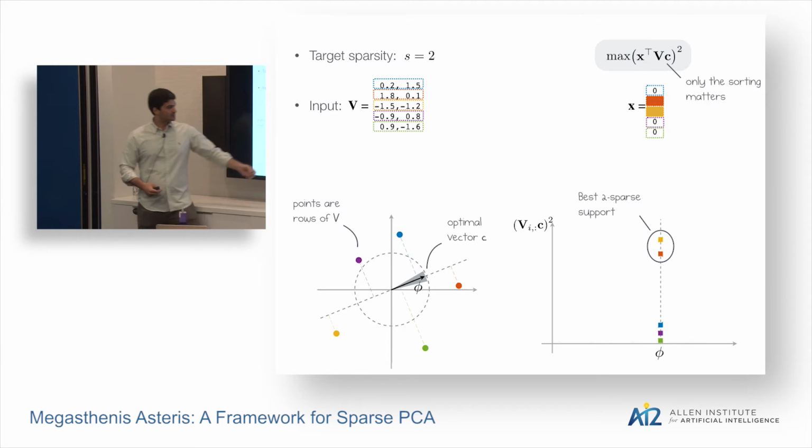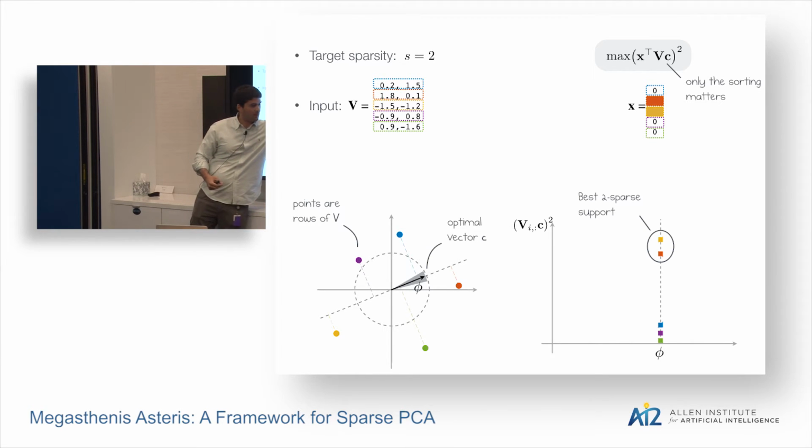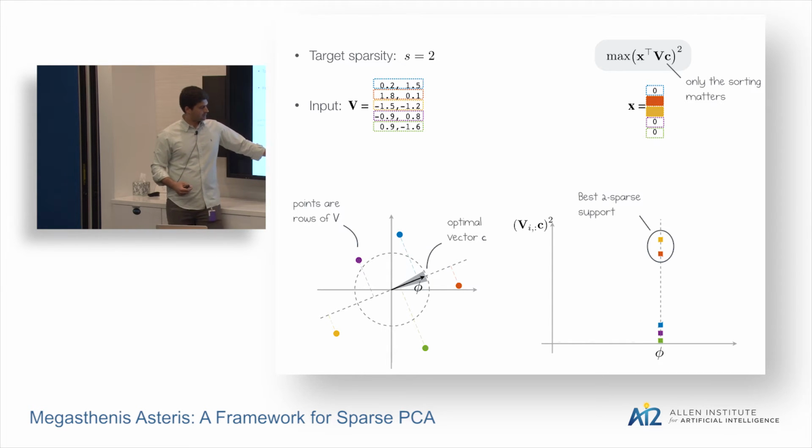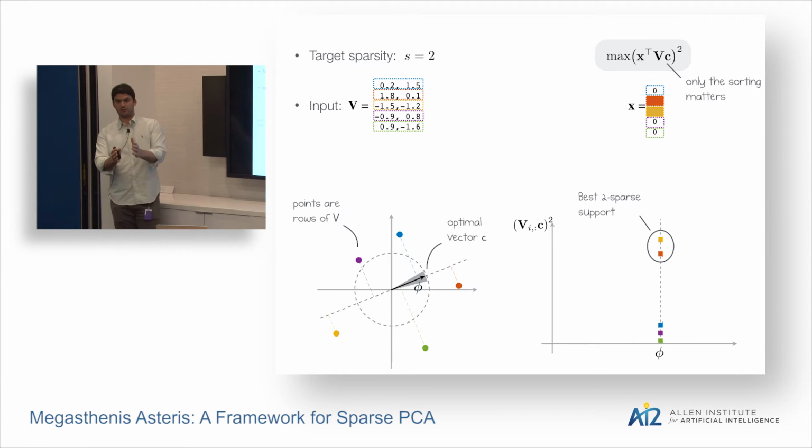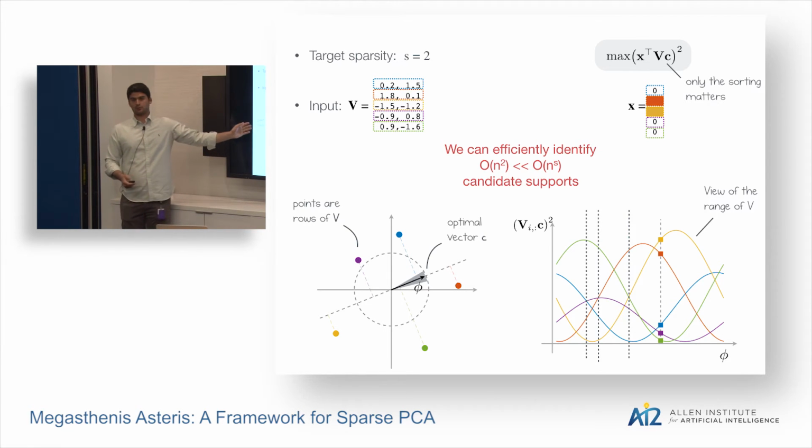Okay? So you will see here, these curves present how the length of the projection changes as I move this vector C. So this is just the spherical coordinate of this vector C. So as I move my vector, the lengths change, but there is an area around the optimal one where the sorting of these lengths remains the same. And I can do that for the entire circle, conceptually, right? So what I do is I get these curves of how the length of the projection changes as I move C around the unit circle.